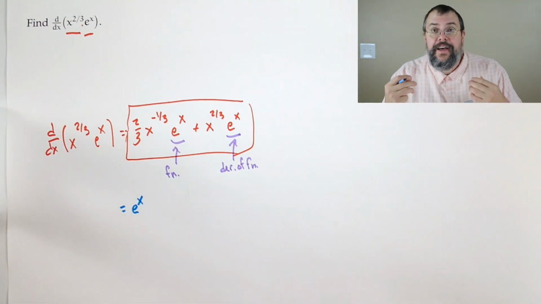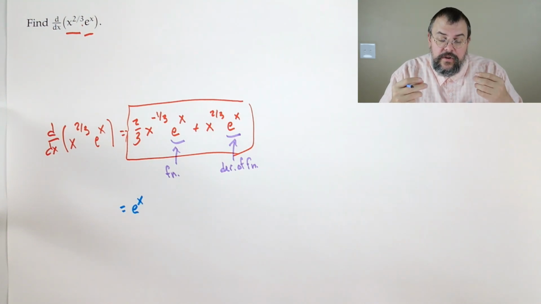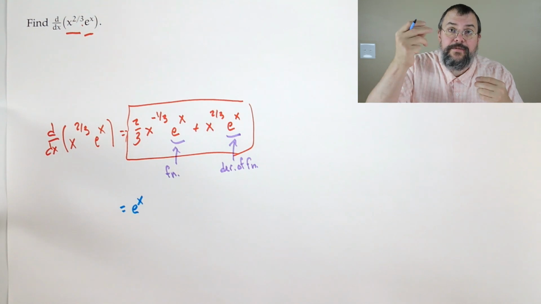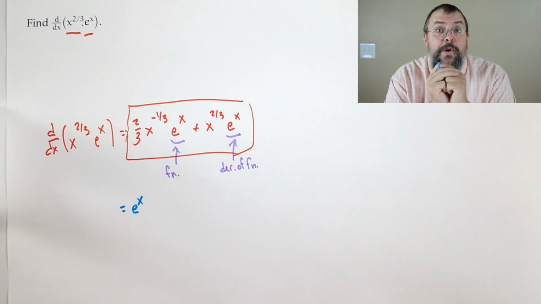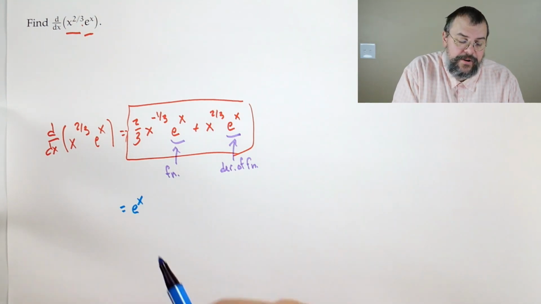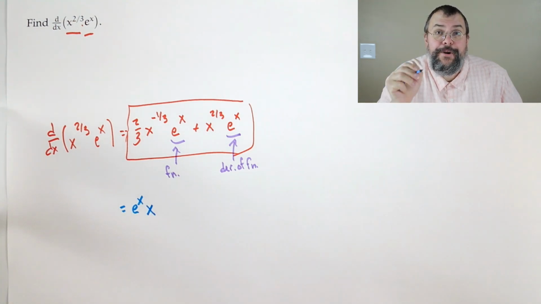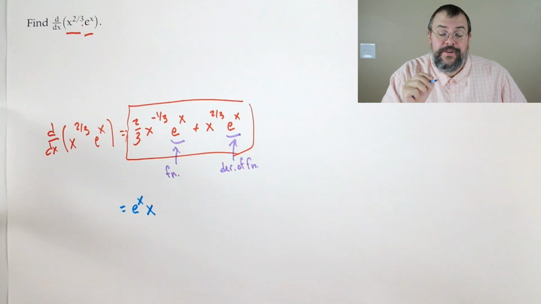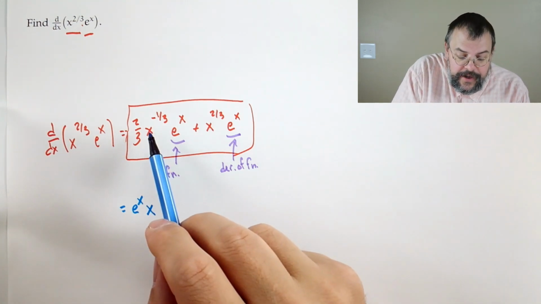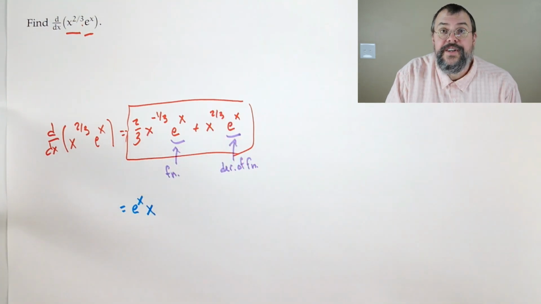Well, they both have x to powers. So we see there's an x to the 2/3, there's an x to the minus 1/3. All right, so we want to factor out x to a power. Now the question, and I'm going to ask you this: what power do we pull out? What's the right power? Do we pull out negative 1/3 or do we pull out 2/3?